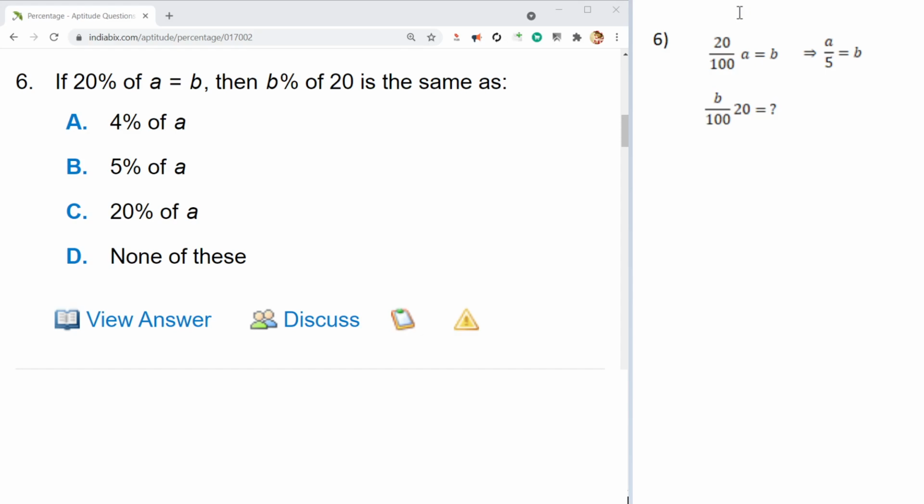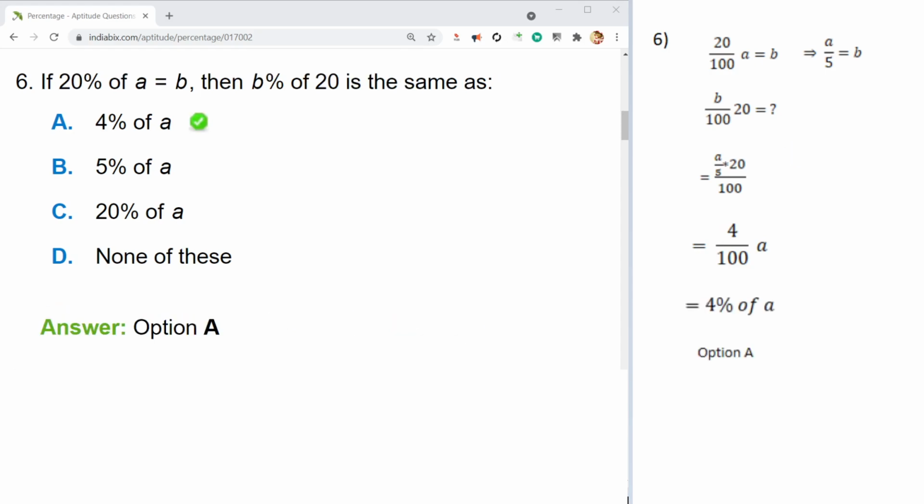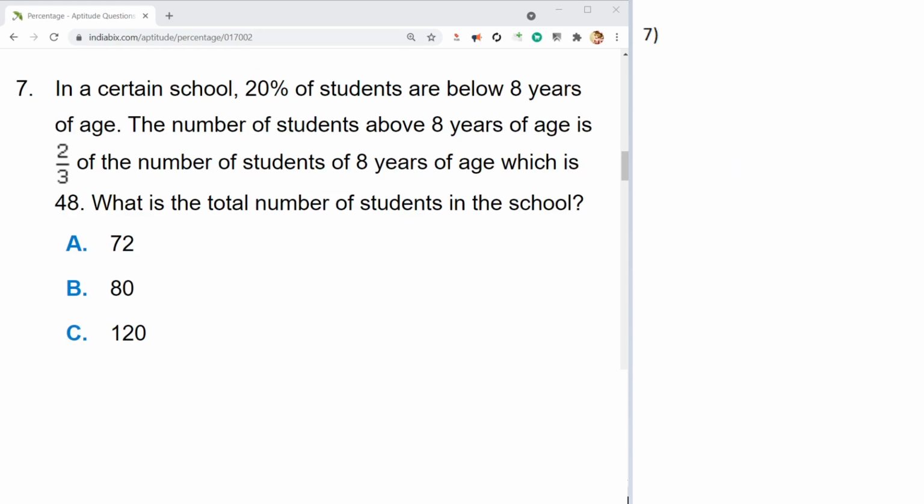If you substitute B value as A by 5 in this, A by 5 into 20 by 100, which means 4A by 100. This we can write as 4% of A, which is option A. Option A is correct. Let's see problem number 7.